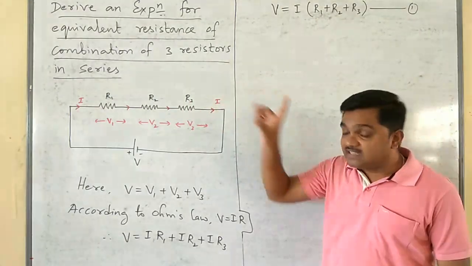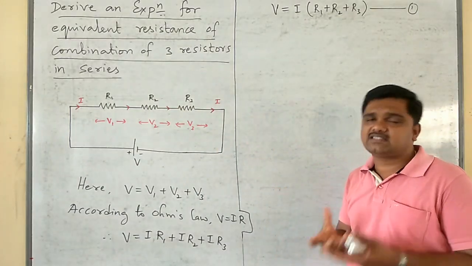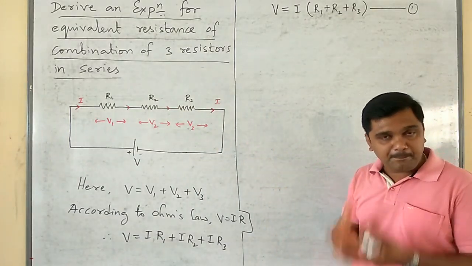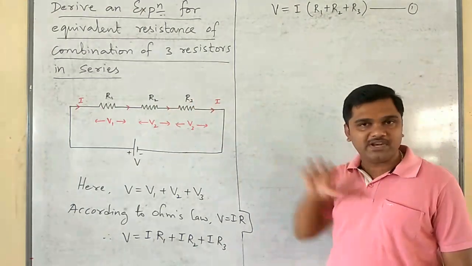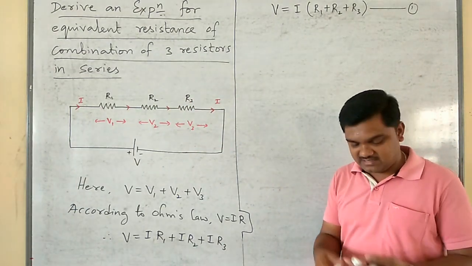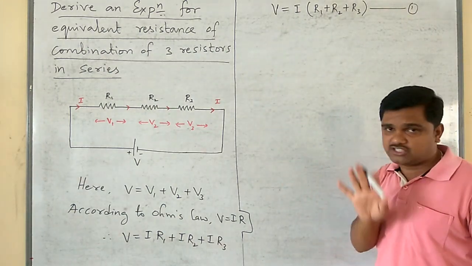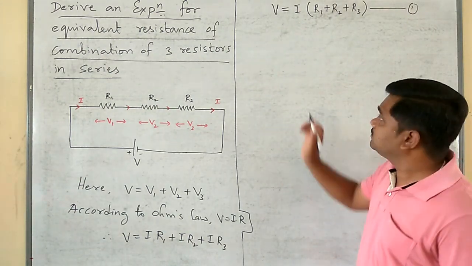So a single resistor which maintains the same current at the same PD as that of the combination is said to be the equivalent resistance. See here, I will write this sentence. You have to write that must-write sentence in the examination.